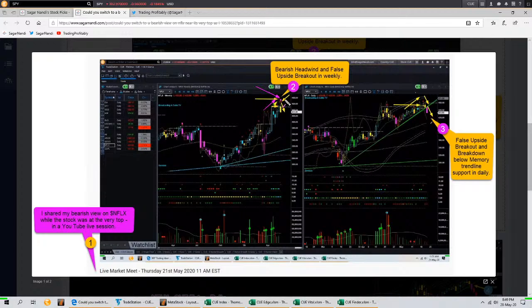It created a false upside breakout. The backdrop candle color turned yellow. There was a bear release signal. In the daily, it created a false upside breakout also, and it broke below memory support. At that time, I mentioned that my view is bearish. Long position holders could be cautious and you could look for shorting opportunities.